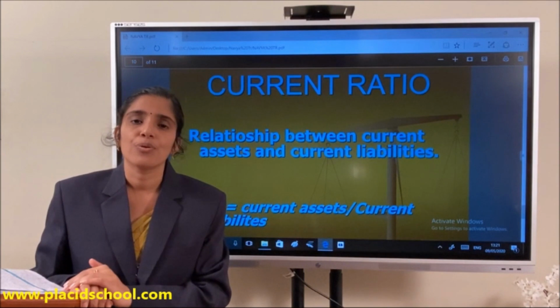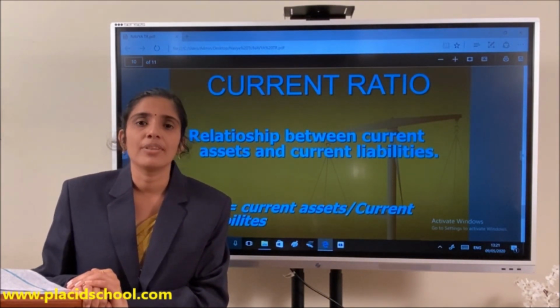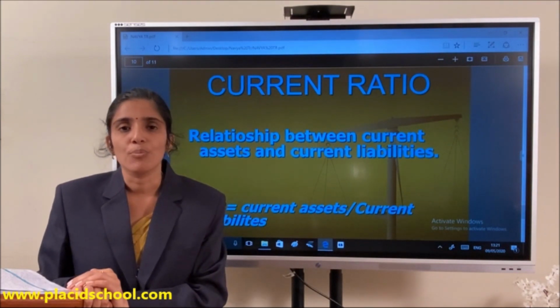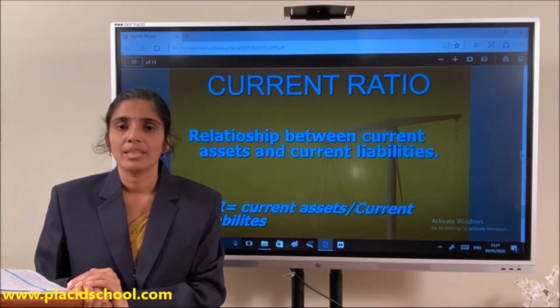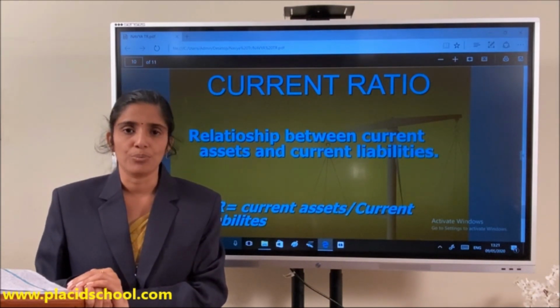Then the current ratio of your organization is ideal, that is 2:1. That means the firm has the capability to meet its obligations within their time. That's why the current ratio 2:1 is the ideal ratio.